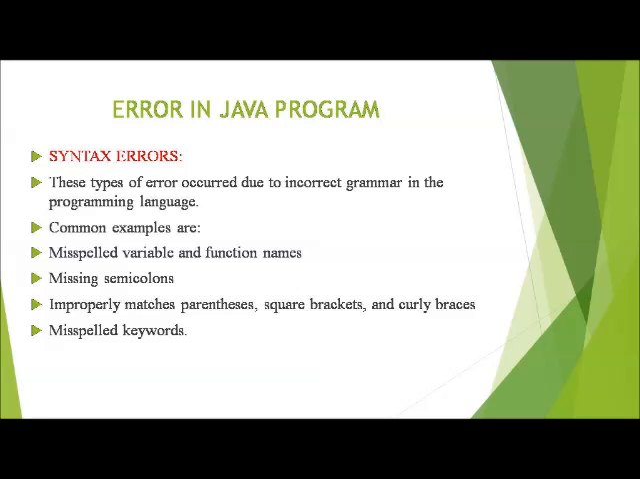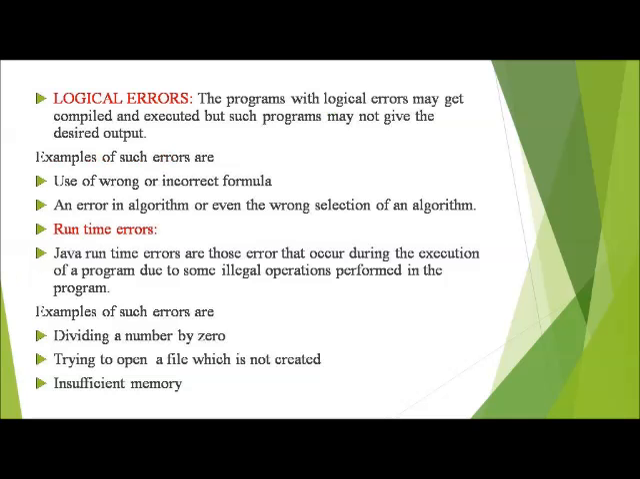Syntax errors. These types of errors occur due to incorrect grammar in the programming language. Common examples are misspelled variable and function names, missing semicolons, improperly matched parentheses, square brackets, and curly braces, misspelled keywords. Logical errors. The programs with logical errors may get compiled and executed, but such programs may not give the desired output. Examples of such errors are use of a wrong or incorrect formula, an error in the algorithm, or even the wrong selection of an algorithm.